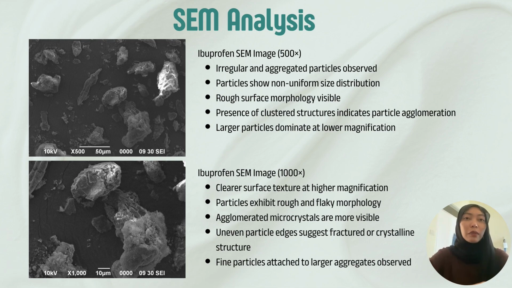At 1000 times magnification, the ibuprofen particles show a more detailed surface structure. The particles appear flaky and rough with visible crystalline features. Smaller particles can also be seen attached to larger aggregates, confirming agglomeration and irregular morphology of the ibuprofen sample.